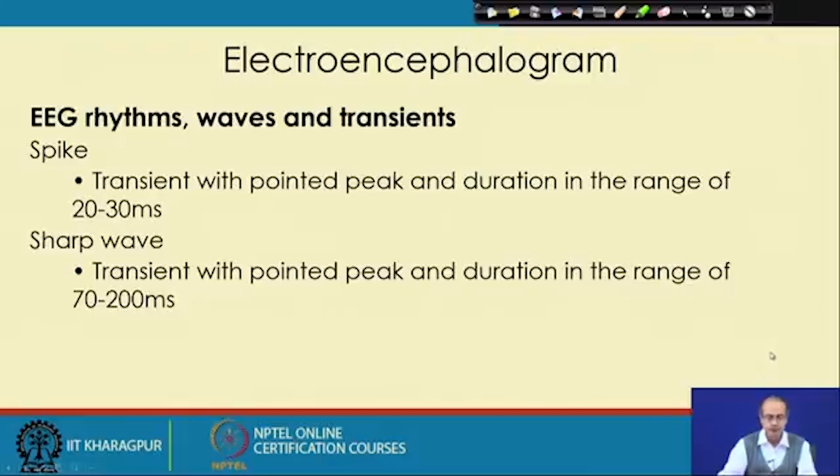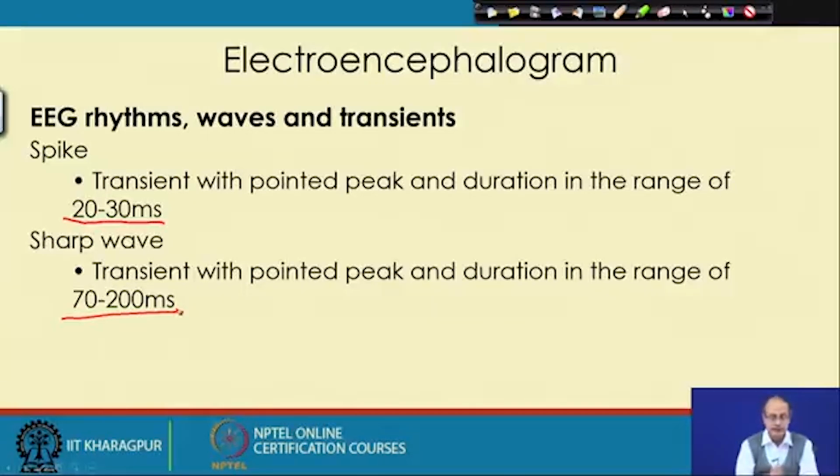Now, the next one we look at is the spike. The spike is a transient with a pointed peak and duration in the range of 20 to 30 millisecond, and almost similar description is there for the sharp wave. These are transients with pointed peak, and the duration is however much bigger, 70 to 200 millisecond. So, compared to the spike, the difference is that for the sharp wave the width is 3 to 10 times. Now, that is the difference.